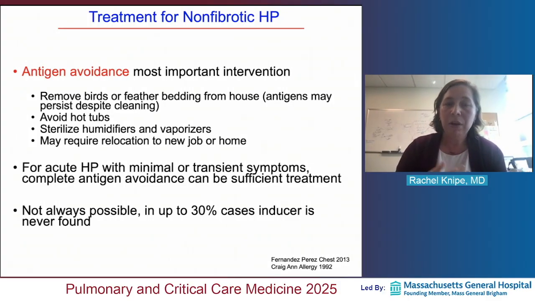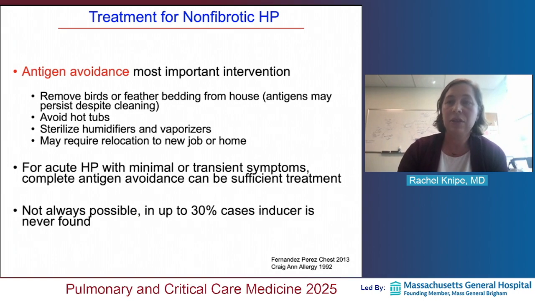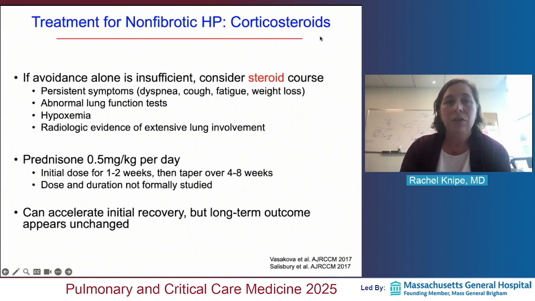For acute HP or non-fibrotic HP with minimal or transient symptoms, complete antigen avoidance can sometimes be sufficient. But as I mentioned earlier, this is not always possible, and in up to 30% of cases, the antigen is never found. Okay, so what do we do if avoidance is insufficient? And here we consider a steroid course.